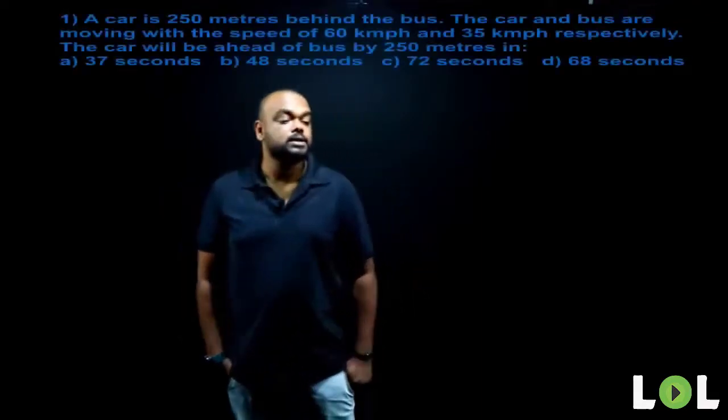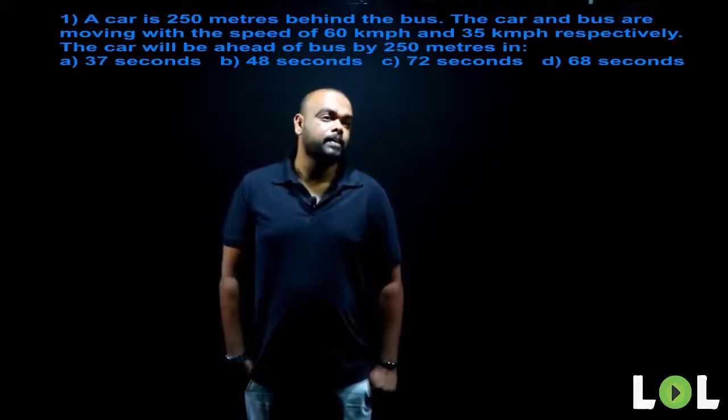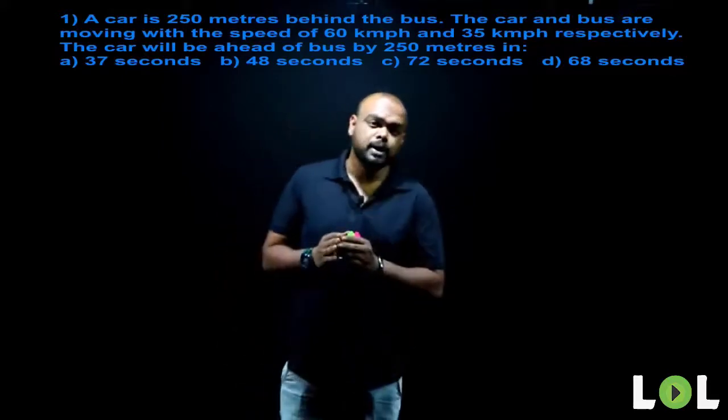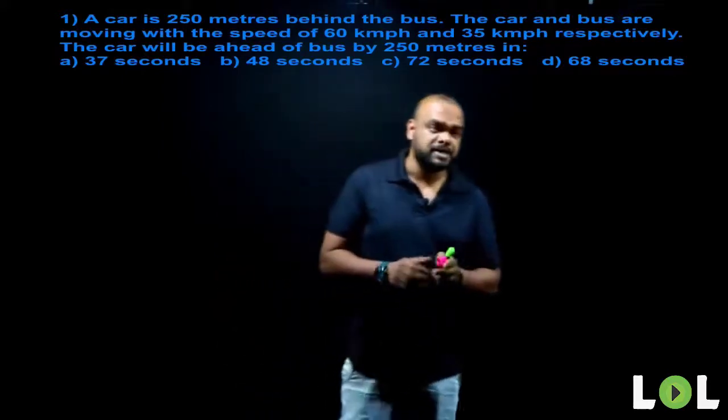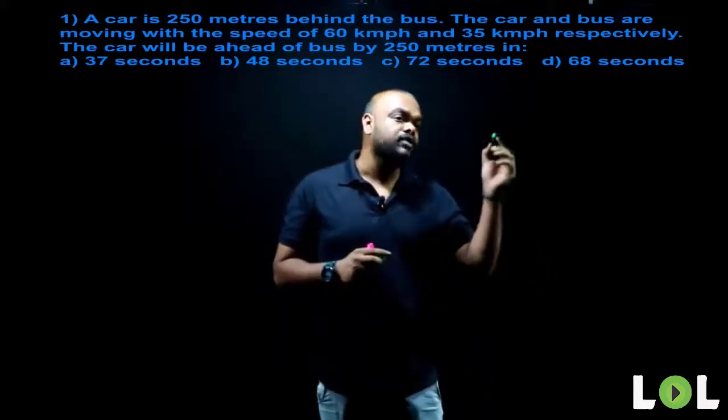The question says a car is 250 meters behind the bus. The car and the bus are moving with the speed of 60 km per hour and 35 km per hour, respectively. The car will be ahead of the bus by 250 meters in how much time? So first let us have a pictorial representation.